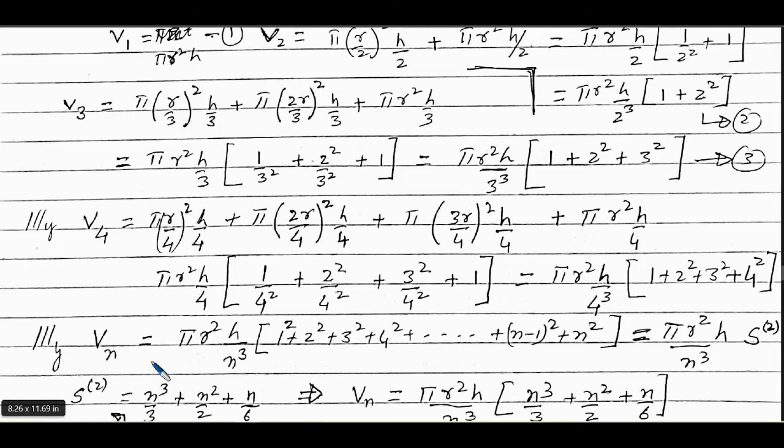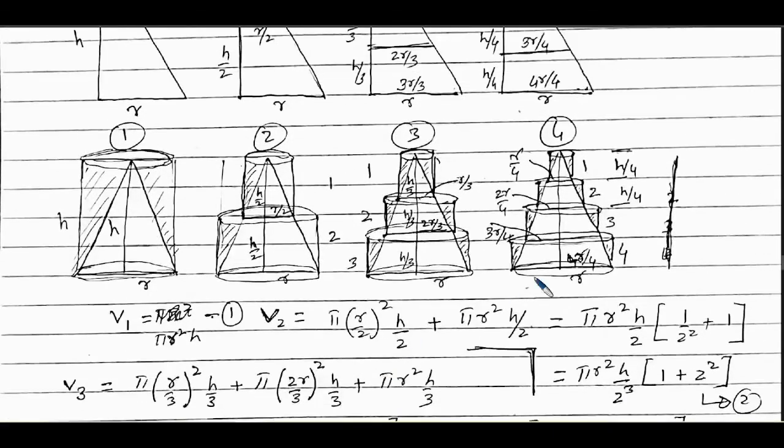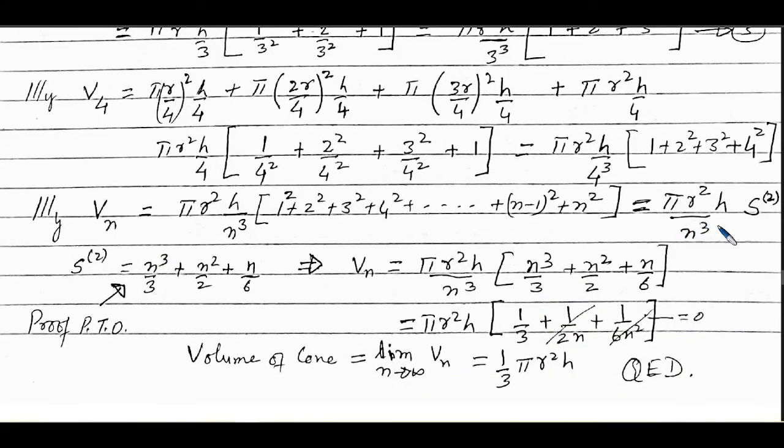So similarly for n, if you have n cylinders, thinner and thinner slices, if you keep on adding, then you will have this pi r square h by n cube times 1 plus 2 square plus 3 square plus 4 square up to n square. So this is if you consider many cylinders. It should be clear to you now. You just go through it. Here I have taken only 4, but if I take n number of cylinders, then it will almost look like a cone. That's what I'm trying to say. And this is the formula for the cone.